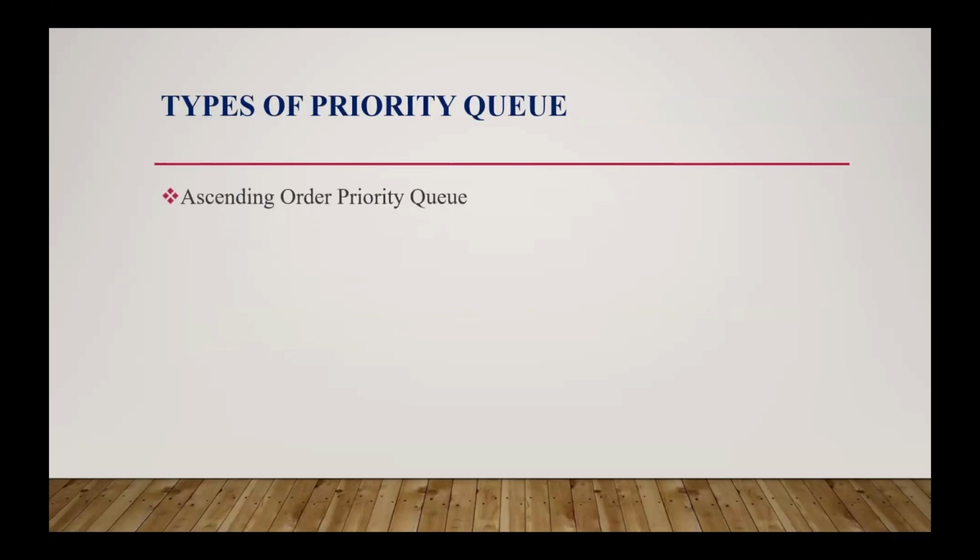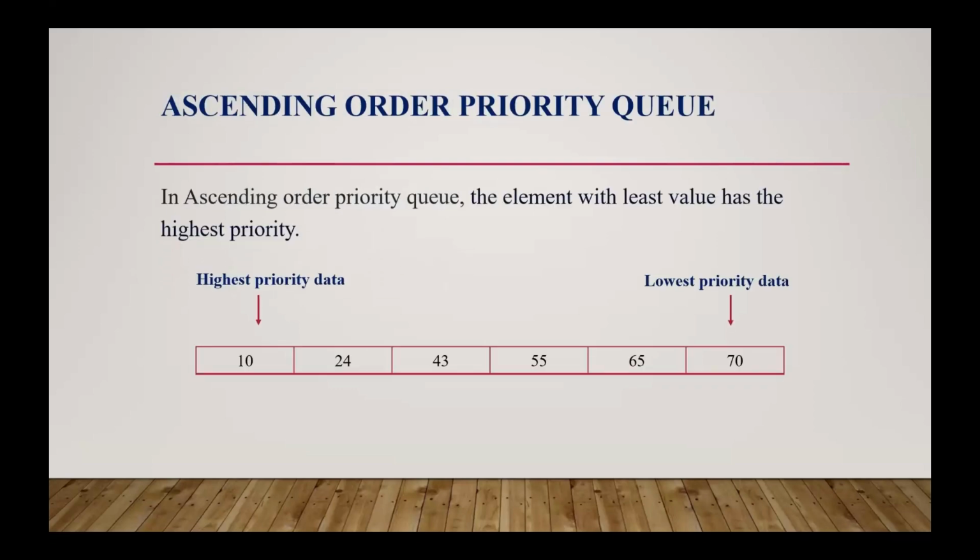Types of queue. There are two types of priority queue. The first one is the ascending order priority queue, and the second one is the descending order priority queue. Ascending means the element with the least value has the highest priority. We cannot say that a larger value means lower priority. No, no, no. It depends upon which order we are maintaining our priority queue.